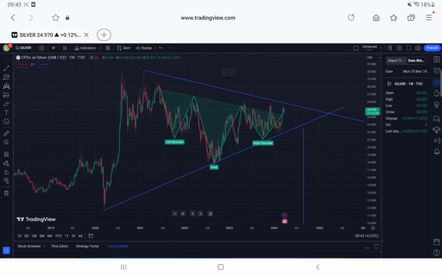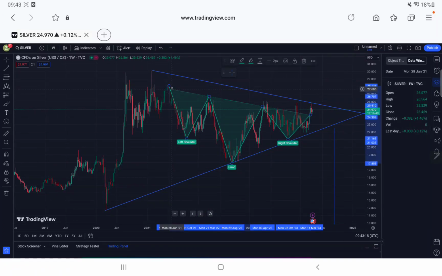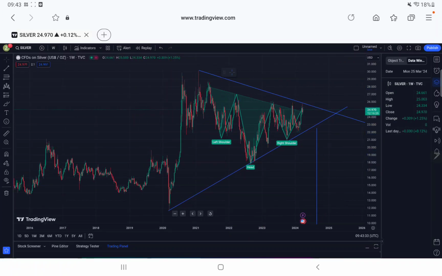It depends how you want to draw this head and shoulders. This could have actually already broken out. Depends how you decide to draw this. Something like that, maybe. If you want to move that up to there, and that up to there, that could already be broken and we're retesting, but it's hard to see on the weekly time frame, since it's a huge time frame. Normally, if I was going to trade this, I'd wait for it to break, like the symmetrical triangle.